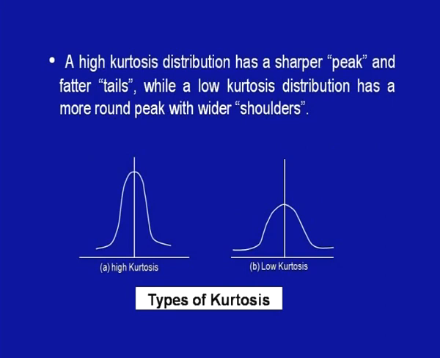The higher kurtosis distribution has a sharper peak and fatter tails, while a low kurtosis distribution has a more round peak with wider shoulders. The same has been shown in the 2 graphs depicted below. A higher kurtosis has a higher peak along the central value, whereas lower kurtosis is more bell shaped and the shoulders are much more rounded.